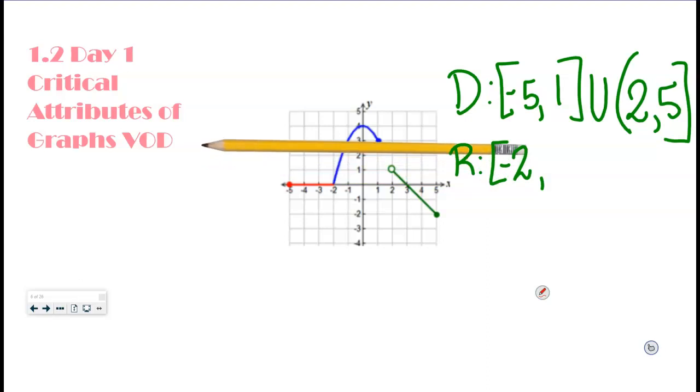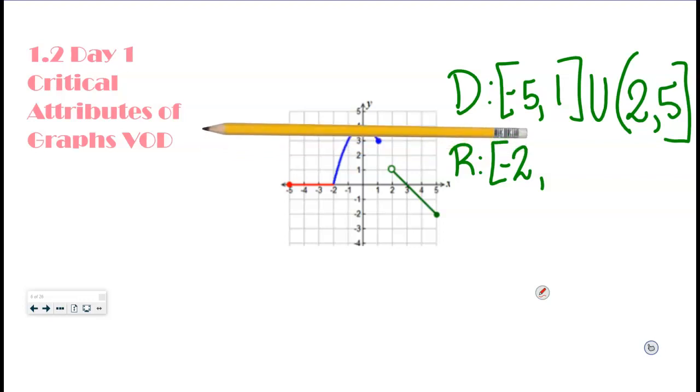So I'm going to scroll up. It almost looks like I want to stop there, but the graph keeps going. The graph is going to go all the way up to 4. And that's how I'm going to wrap up my interval notation for range. And it is going to be a bracket because there is not any indication of an open circle.